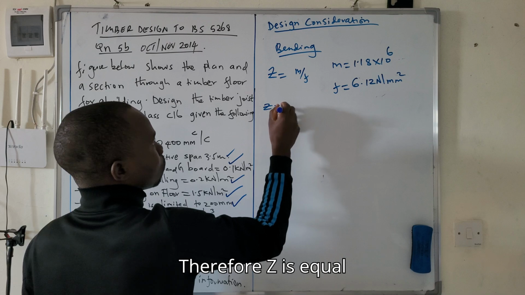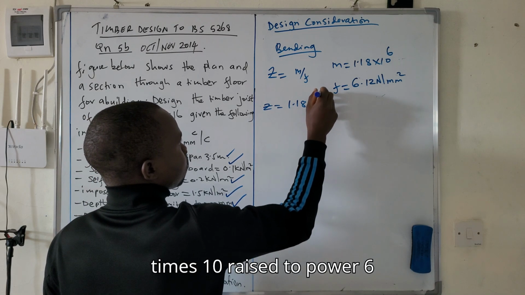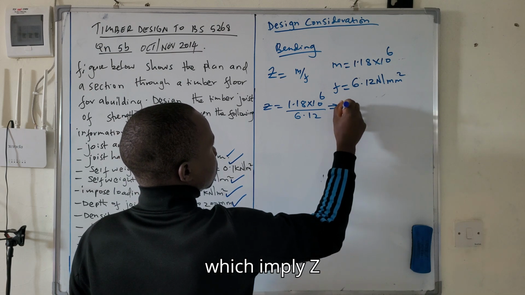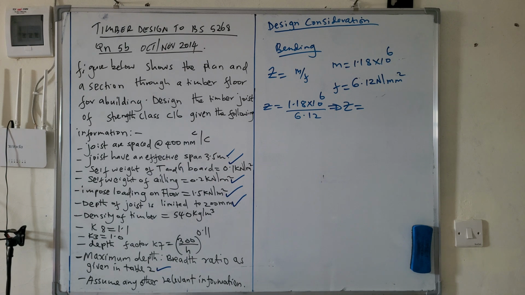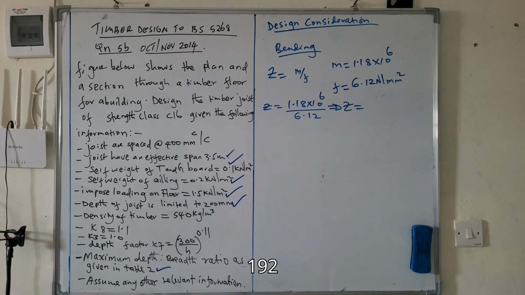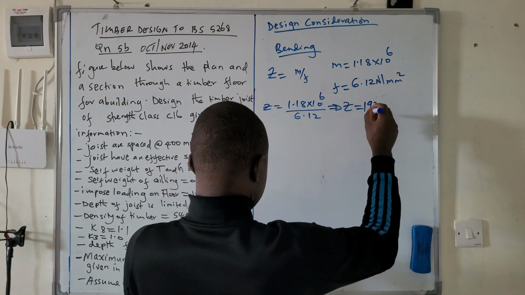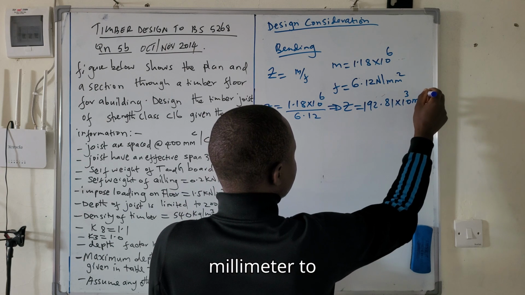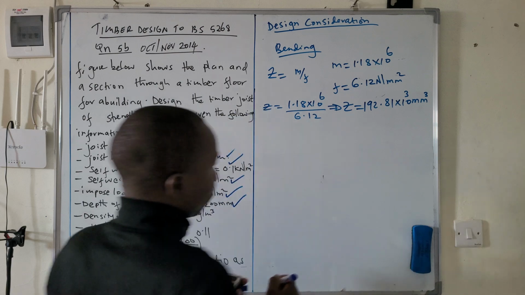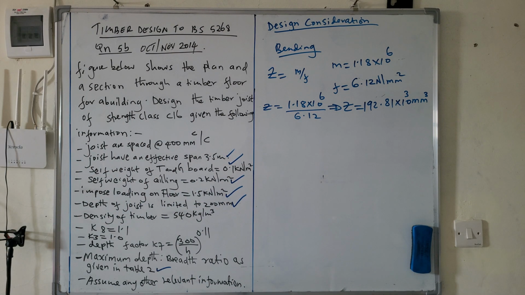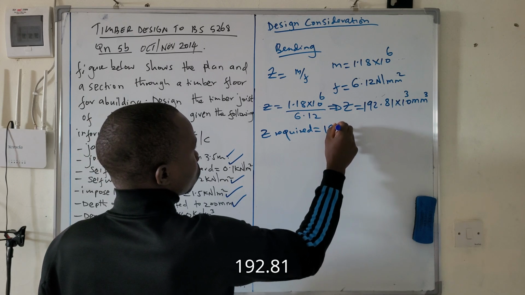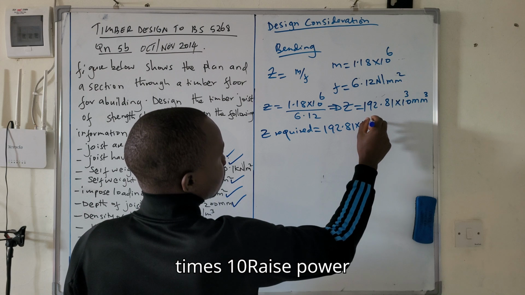Therefore, Z is equal to 1.18 times 10 raised power 6 over 6.12, which implies Z is equal to 192.81 times 10 raised power 3 millimeter to power 3. And then this is the Z required. We proceed to Z provided. Z required is 192.81 times 10 raised power 3.